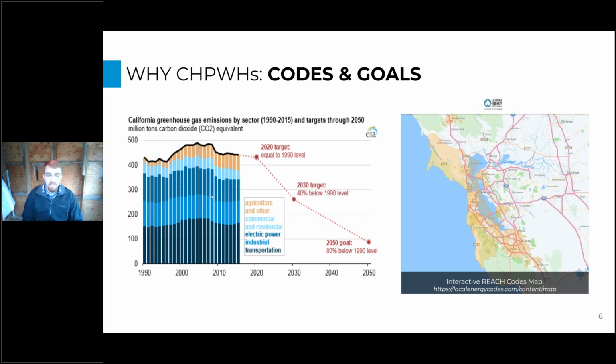So even if your grid is using gas to create that electricity, since we're operating so efficiently, you're still using a lot less gas overall. So one reason for the transition to heat pump water heaters is to reduce these overall carbon emissions.